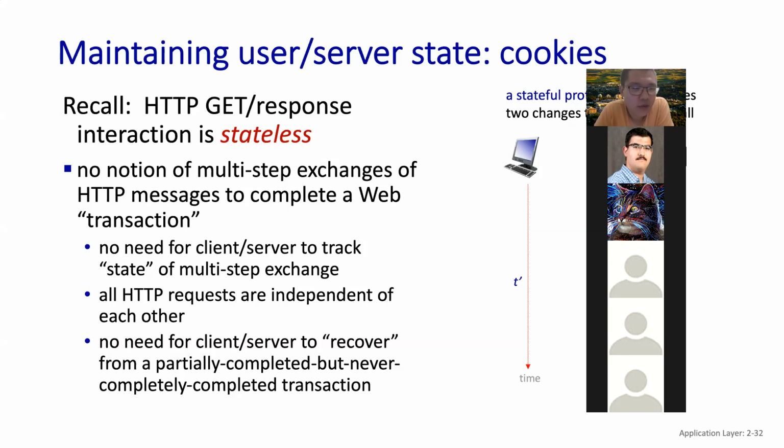So here is a quick note: no notion of multiple-step exchanges of HTTP messages to complete a web transaction. There is no need for client or server to track state of multi-step exchanges, right? All HTTP requests are independent of each other. And no need for client or server to recover from a partially completed but never completely completed transaction. That means if your transaction is not completely completed, then you don't need to recover it, right?